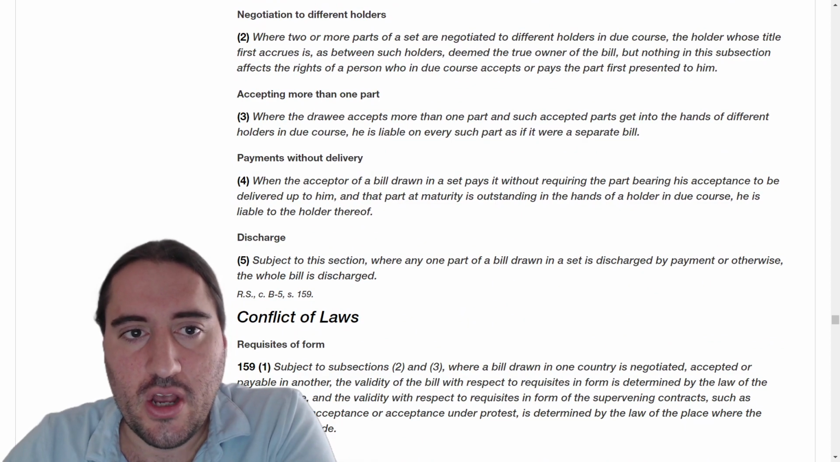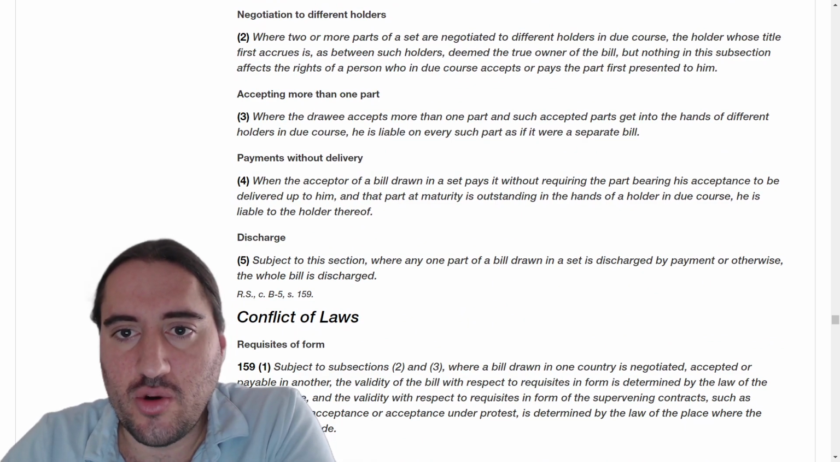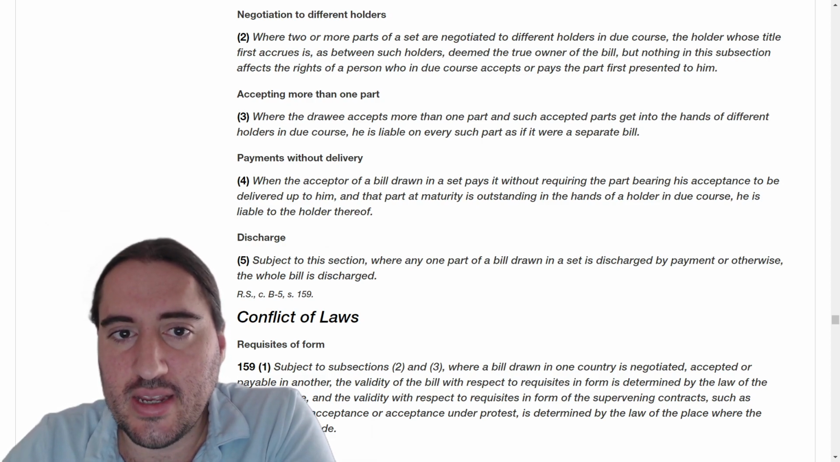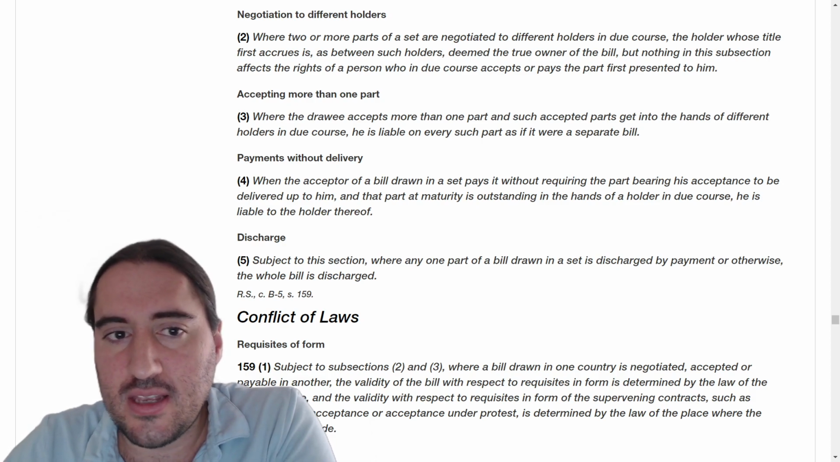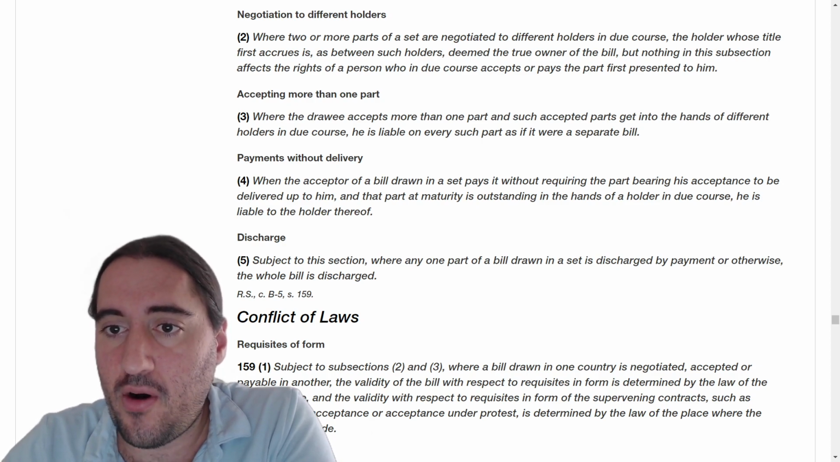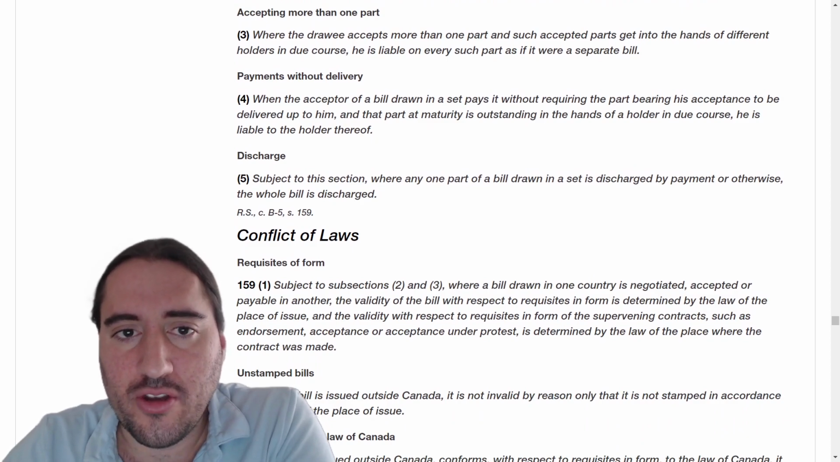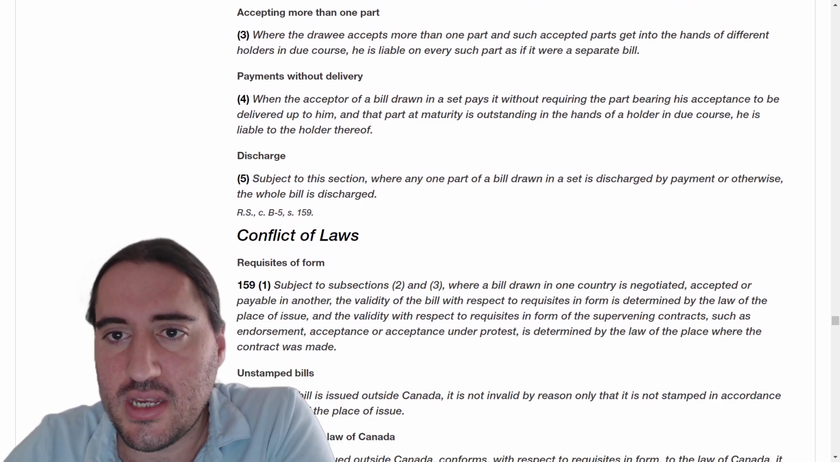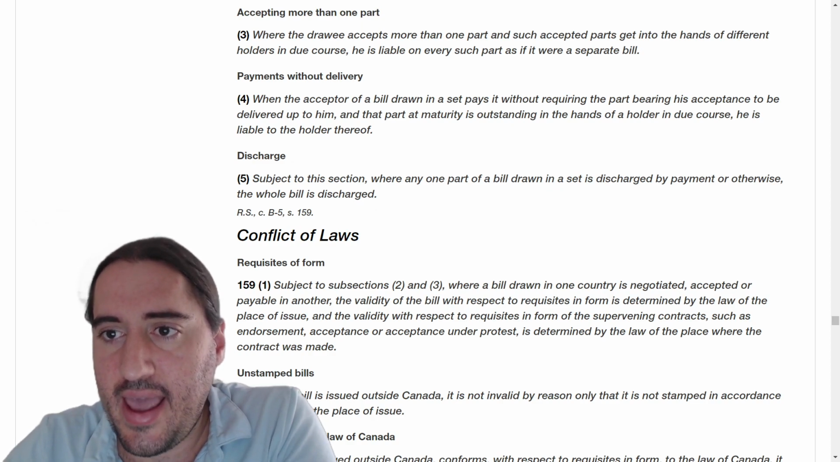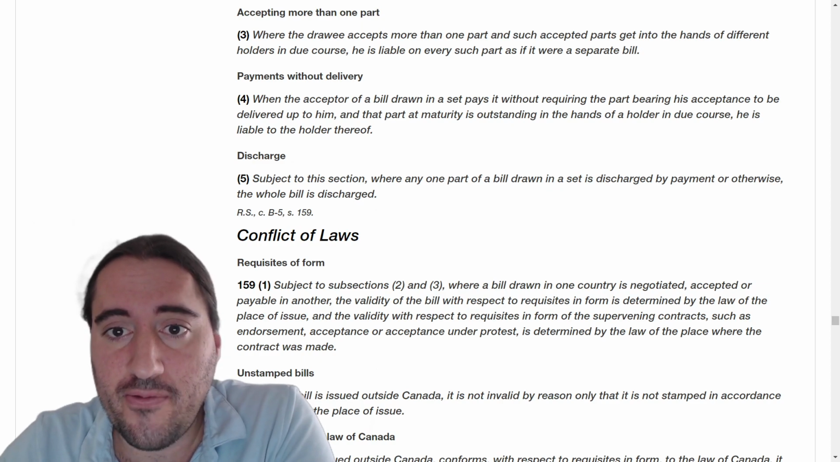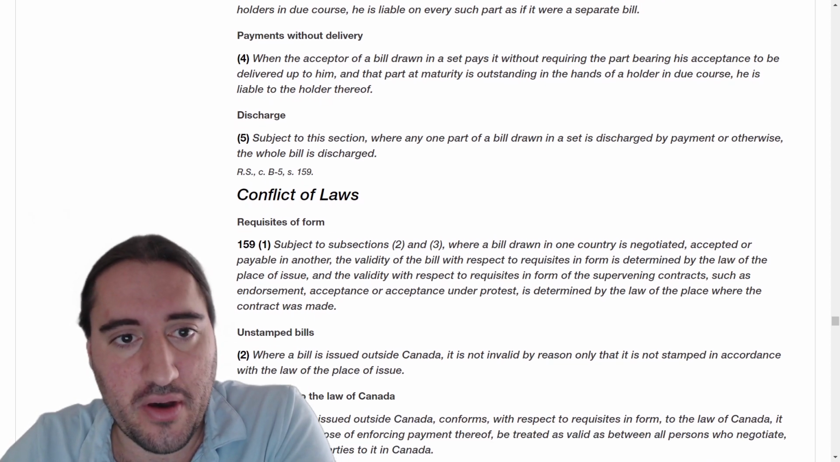Negotiation to different holders. Where two or more parts of a set are negotiated to different holders in due course, the holder whose title first accrues is, as between such holders, deemed the true owner of the bill, but nothing in this subsection affects the rights of a person who in due course accepts or pays the part first presented to him. Accepting more than one part. Where the drawee accepts more than one part and such accepted parts get into the hands of different holders in due course, he is liable on every such part as if it were a separate bill.